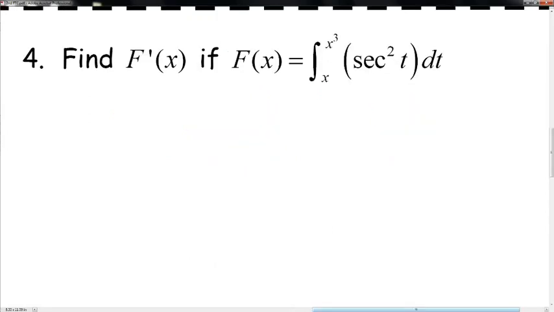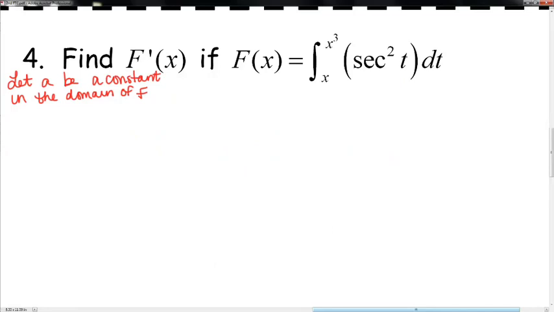Alright, number 4, find f prime of x if f of x is equal to the integral from x to the third of secant squared t dt. And so I need to find a constant. So I'm going to say let a be a constant in the domain of f. And so it doesn't really matter what number it is. It could be 1, 2, 3, as long as it's in the domain.